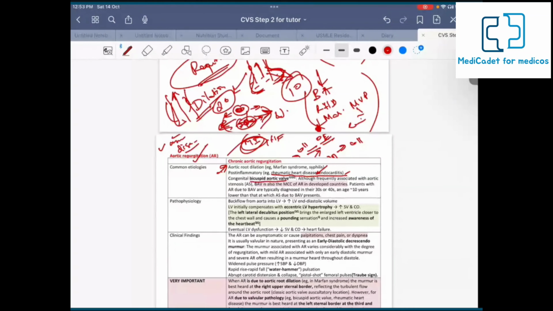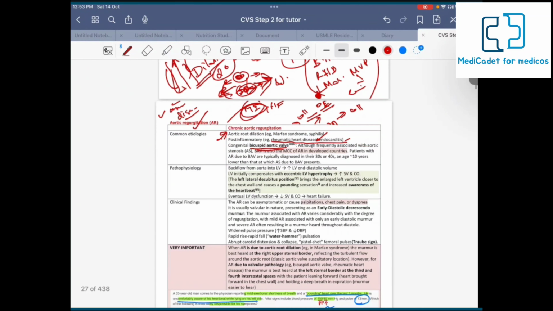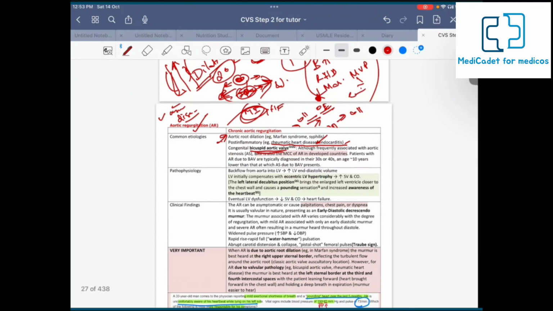Okay, and then bicuspid aortic valve. There's only two valves, two cusps. So if there's only two cusps, there's not enough space to close it. So that can cause regurgitation. That is clear. So we will move on to the pathophysiology.